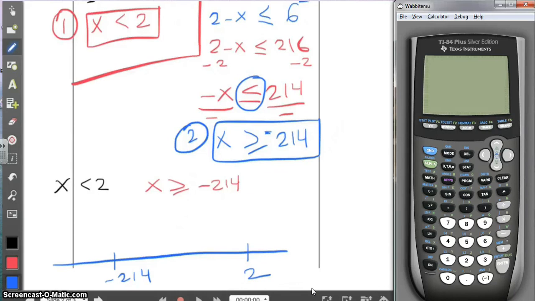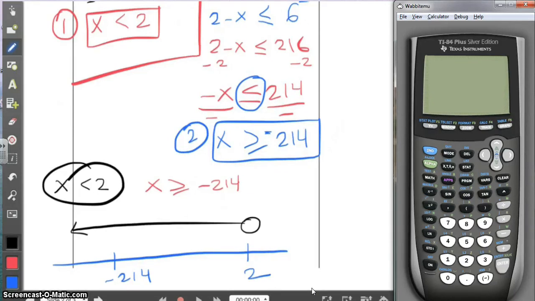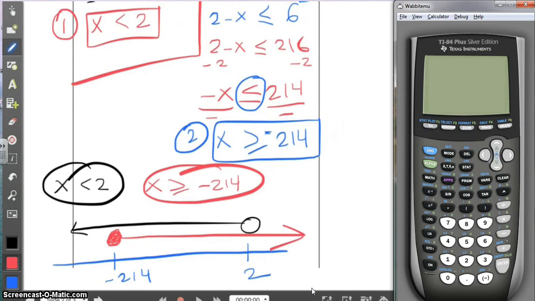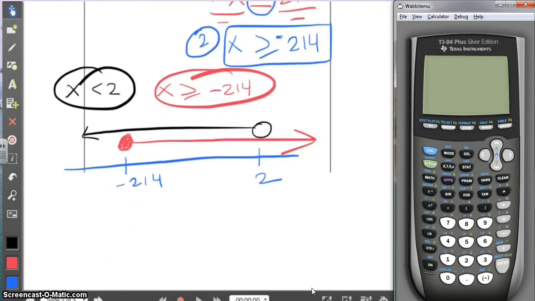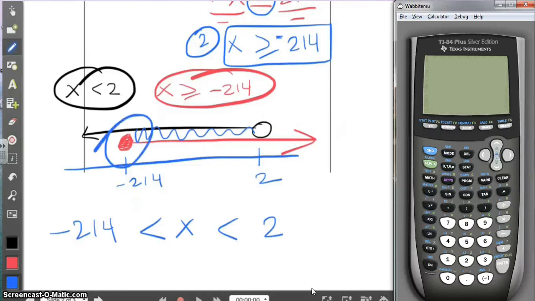So you put them in order. X is smaller than 2, so you start with 2 and you go lower. X greater than negative 214, so you start over here and you make it solid and you go up. Now your answer is going to be wherever those two meet. So x is going to be between negative 214 and 2. For some reason, it's always between in the examples that we are doing, but it's not always this case. So make sure that you solve it and see where the two lines meet. Now you put greater or equal.